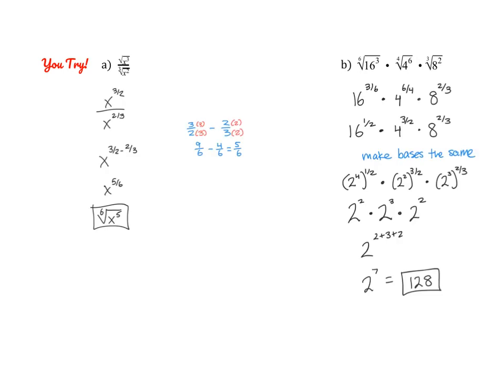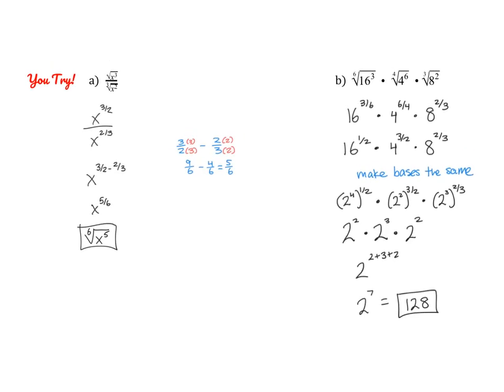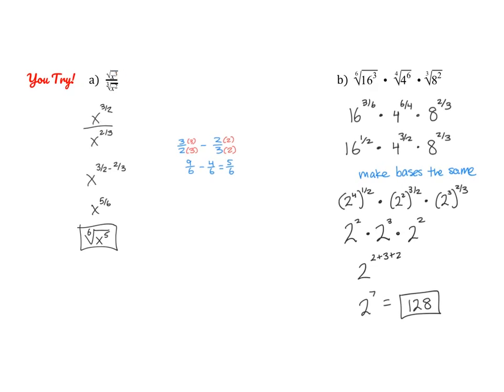All right, go ahead and check your work here. For part A, when you rewrite them with rational exponents, then you see, oh, we have the same base, so we can actually subtract the powers. 3/2 minus 2/3, I did that over here, is 5/6. So you have x to the power of 5/6, but again, since we started as a radical, we'll want our final answer to also be a radical to match.